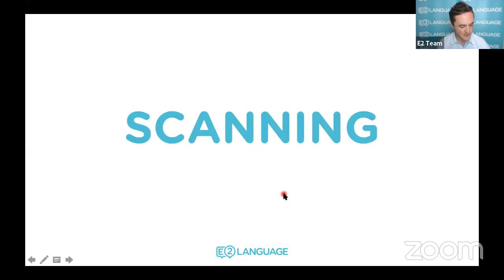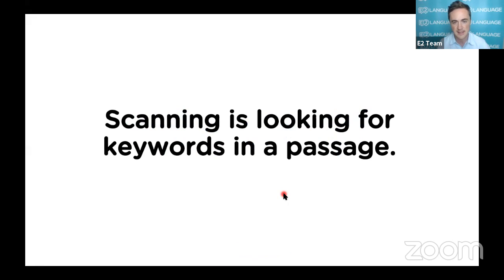Scanning. Right, so that was the first skill, skimming, reading the first sentence. Scanning, let's have a look. What is scanning? Scanning is looking for keywords in a passage. This is a critical skill for IELTS reading. All about keywords.